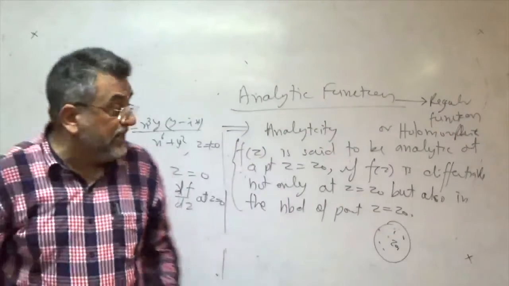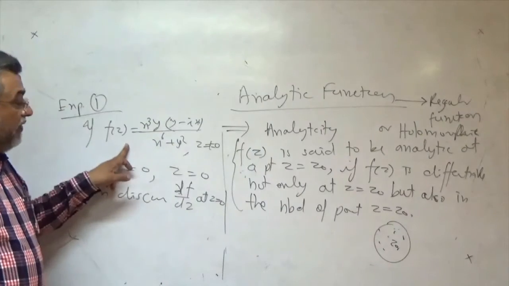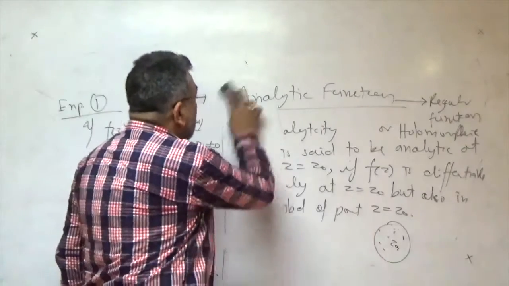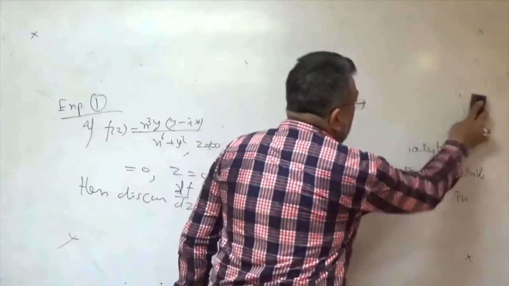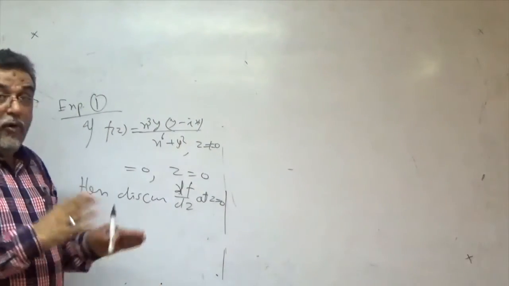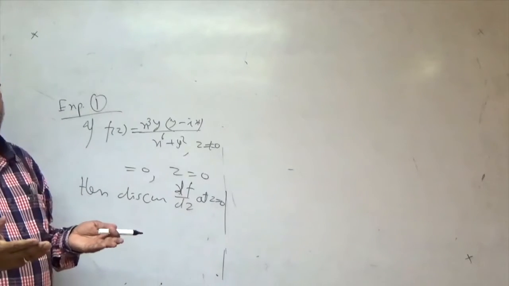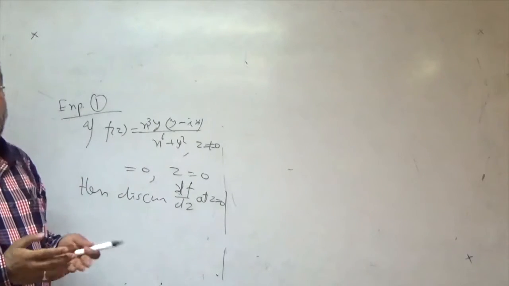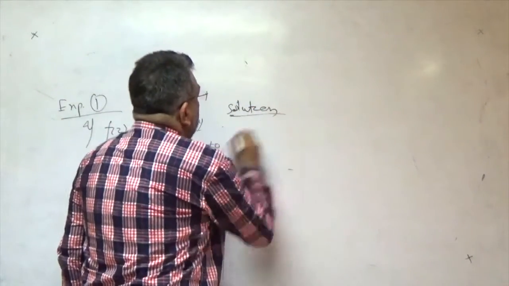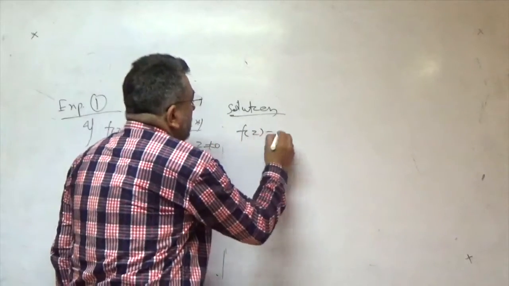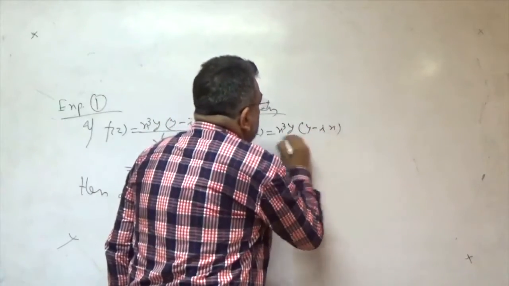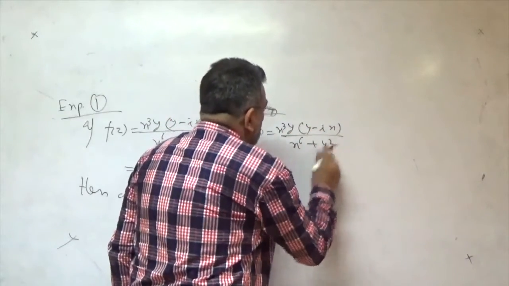df by dz equal to 0 means we have to check differentiability of the given function at the point z equal to 0. How can we check differentiability of the given function at z equal to 0? By this example, you will see how we check the existence of limit and continuity of a function of two variables. Here f(z) is x cube y minus ix upon x to the power 6 plus y square.